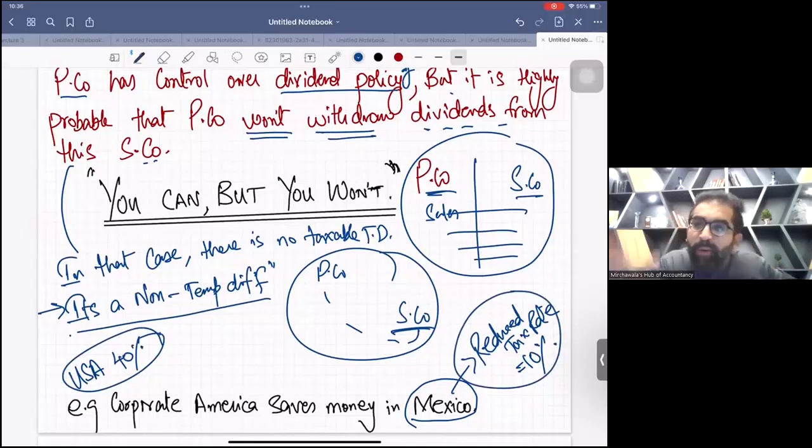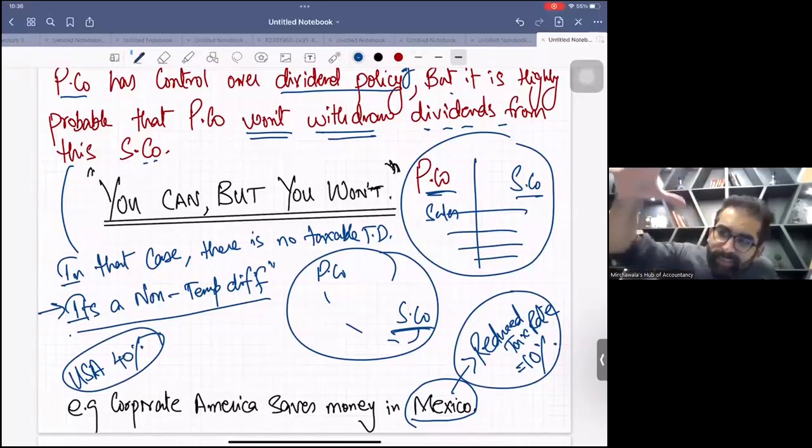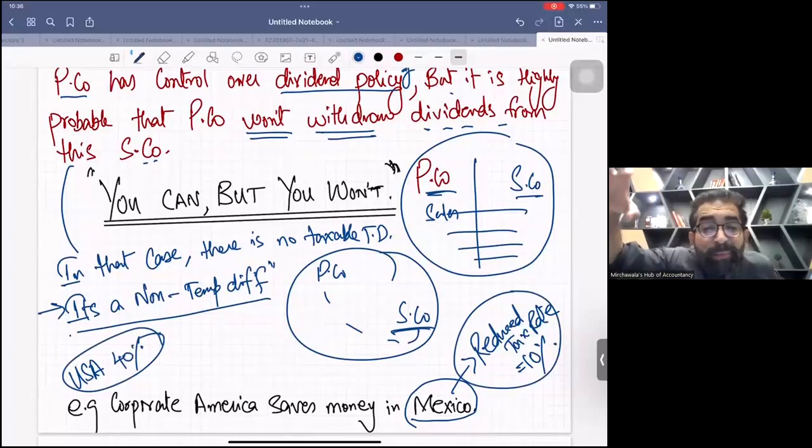So what happens? All the big giant companies of America keep their subsidiaries in Mexico in order to avoid tax, because in Mexico the tax rate is only 10%. Whatever they earn, they accumulate in Mexico. And they never withdraw their funds, because they know if they withdraw their funds in the form of dividends, they will have to pay a big tax in the United States.